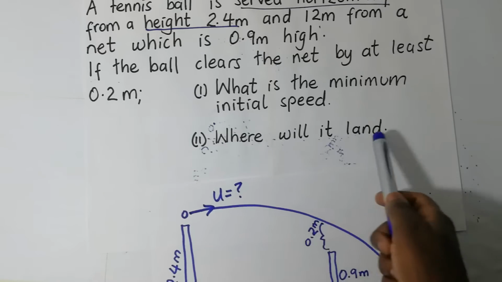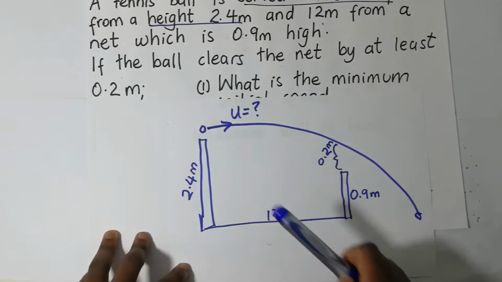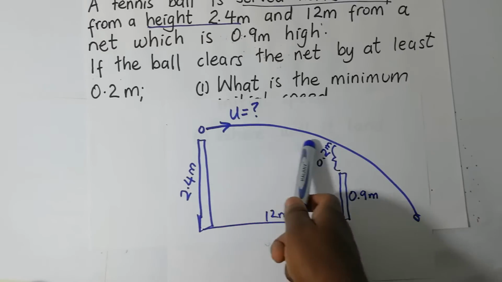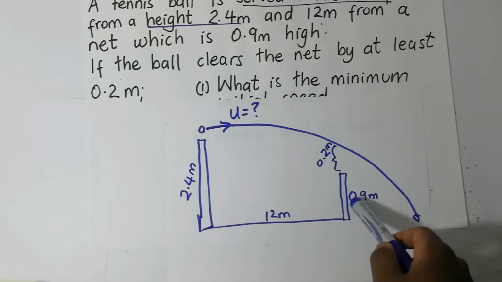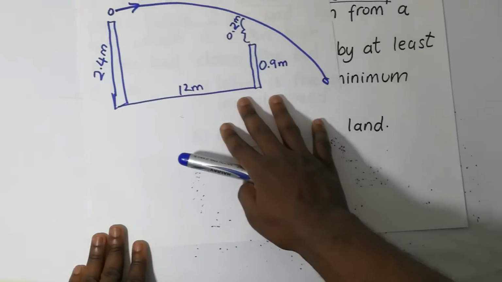Then, where will it land? We shall come to Roman 2 later. Let's start with Roman 1. What is its initial speed when it just clears the top of this net? So let's get started with that.